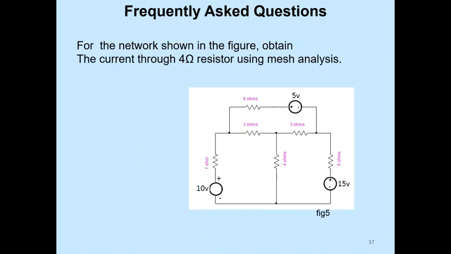For this, first we have to write the mesh equations, put them into the matrix, and then find I1 and I2. This is sufficient for the matrix. Then we can find I1 minus I2 or I2 minus I1. Thank you.